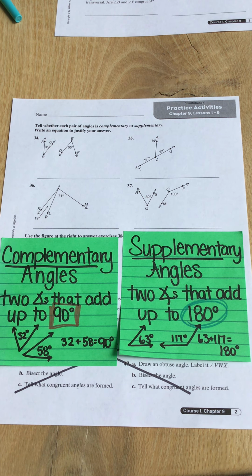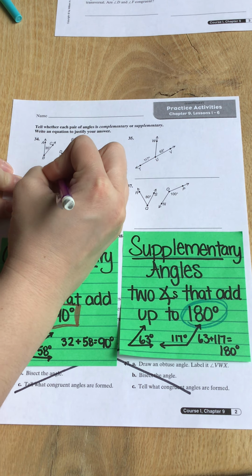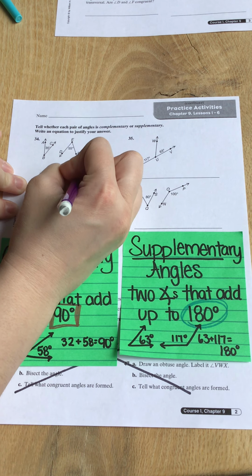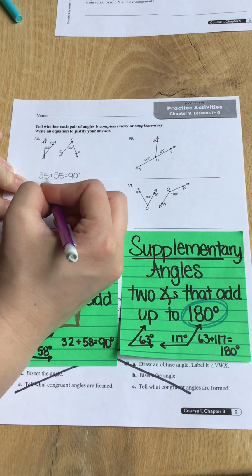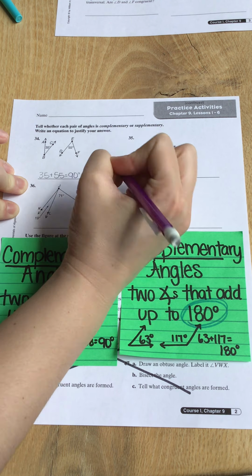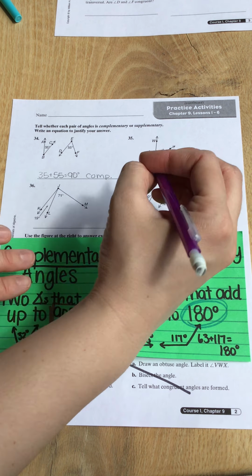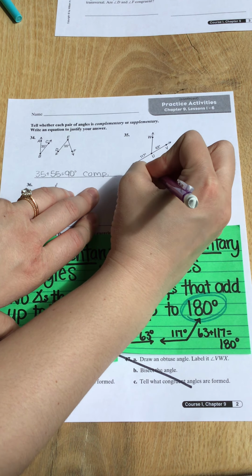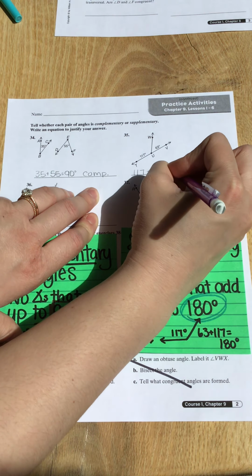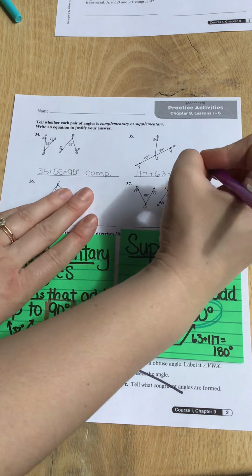I know that 35, let's check with my calculator, got it sitting right over here. 35 plus 55 equals 90, so I can write that out. 35 plus 55 equals 90 degrees. And I said, write an equation to justify your answer. Okay, there's my equation. And what would it be? Complementary. Okay, next one. 117 plus 63, checking, okay, 117 plus 63 equals 180 degrees. 180 degrees is supplementary.